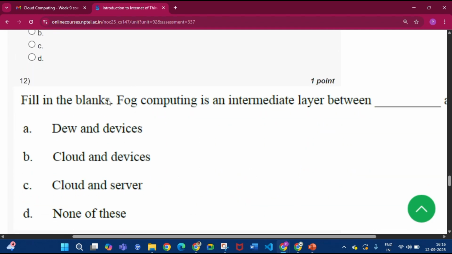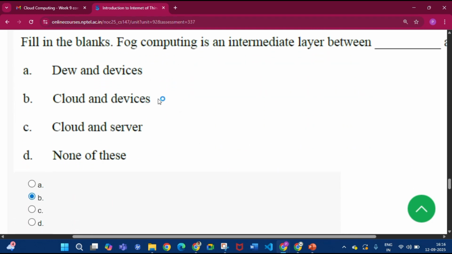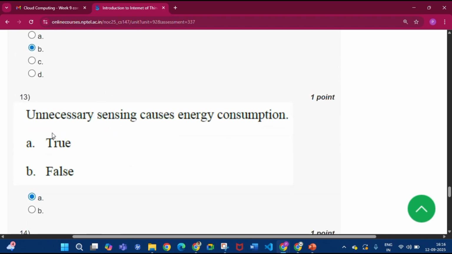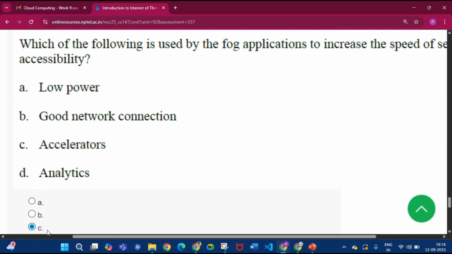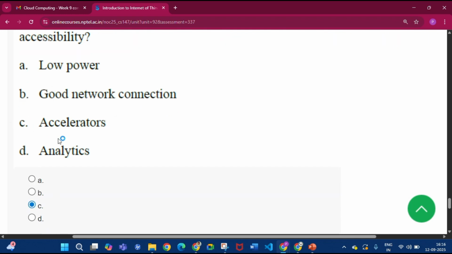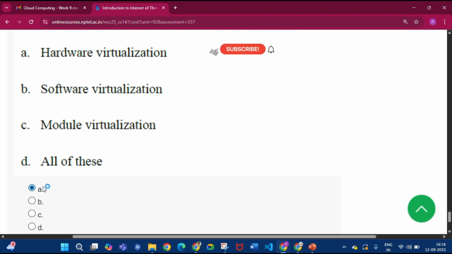Now question number 12, fill in the blanks, so the answer will be option B, that is cloud and devices. Now question number 13, unnecessary sensing causes energy consumption, so the answer will be option A, that is true. Now question number 14, the answer will be accelerators, that is option C. Now question number 15, the answer will be hardware virtualization, that is option A.